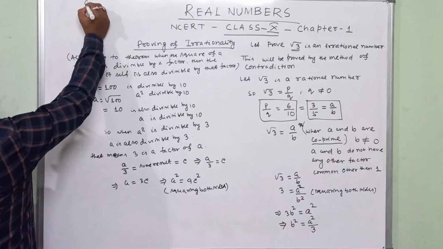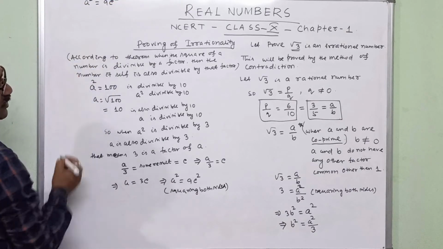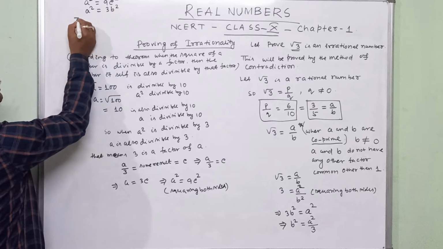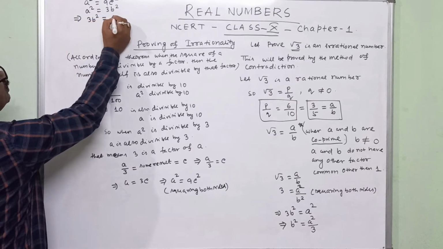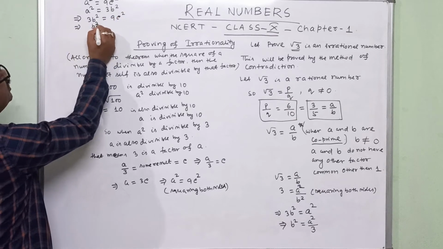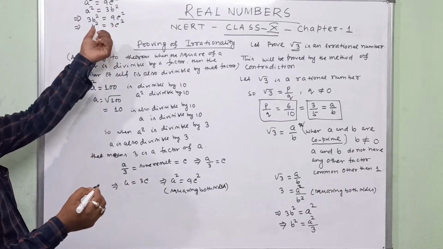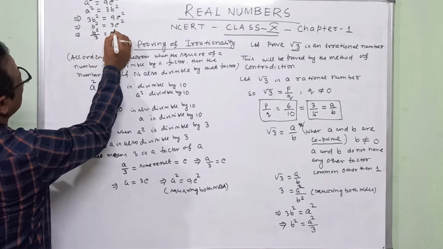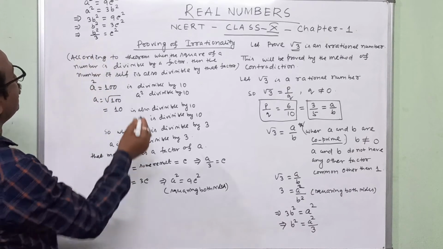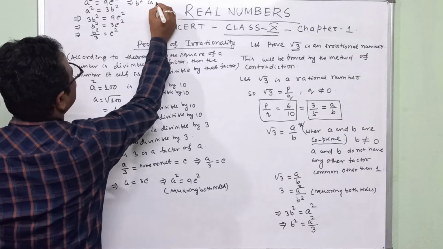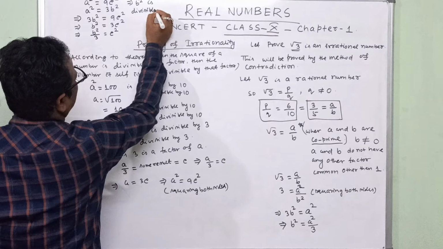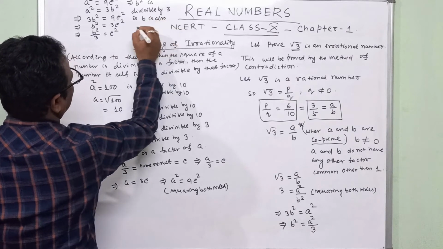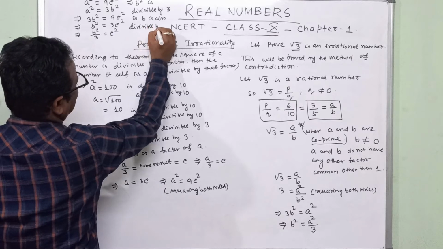Now see, A square is equal to 9C square. Here A square is equal to 3B square. That implies 3B square is equal to 9C square. That implies B square is equal to 3C square. Cancelling the common factor, B square by 3 is equal to C square, which implies B square is divisible by 3. So B is also divisible by 3.